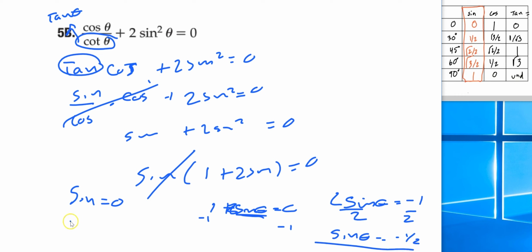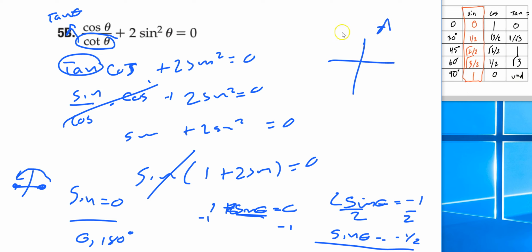Remember, you're not done with these two. You still have to find where that happens. So sine of 0, what we talked about earlier. Where does sine equal 0? It happens at 0, but it also happens on the opposite side at 180. Where does sine equal negative 1 half? That one's a little trickier. You have to do All Students Take Calculus. Sine, this is a negative value. Sine is positive at A and S, so it must be negative down here.